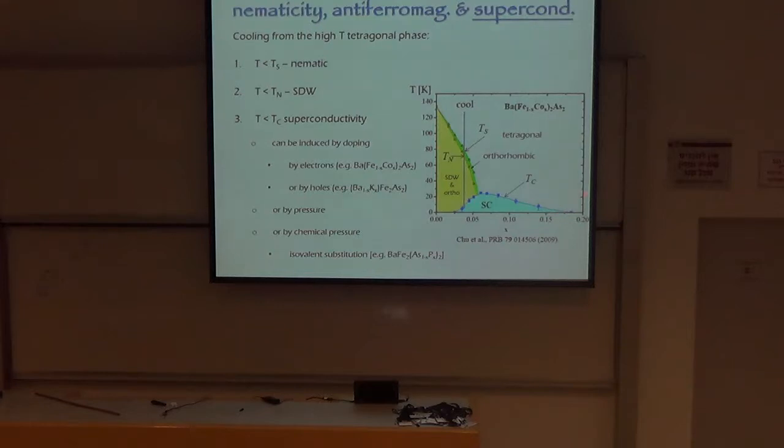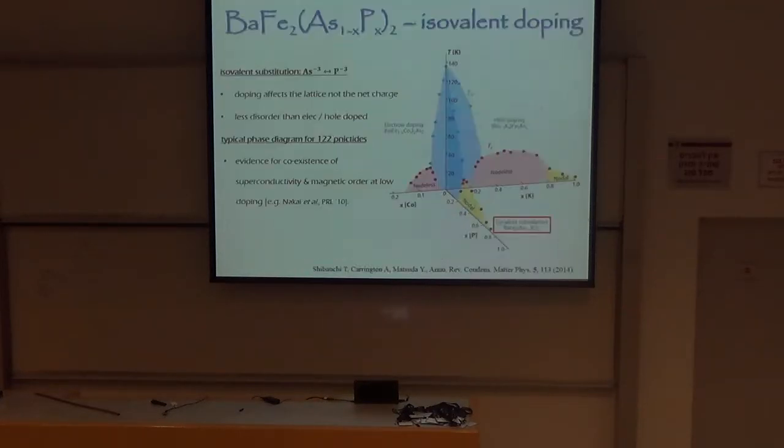This is a typical phase diagram for the pnictides. This is not the compound we'll talk about today, but the phase diagram looks very similar. You have a superconducting dome. At low doping, you have a coexistence region with a spin density wave and a nematic phase. This nematic phase has a spin density wave, and the crystal structure is orthorhombic. Now, you can induce superconductivity in this compound either by doping with electrons or holes, by pressure, or by isovalent substitution, which is what you do in the phosphorus-doped compound.